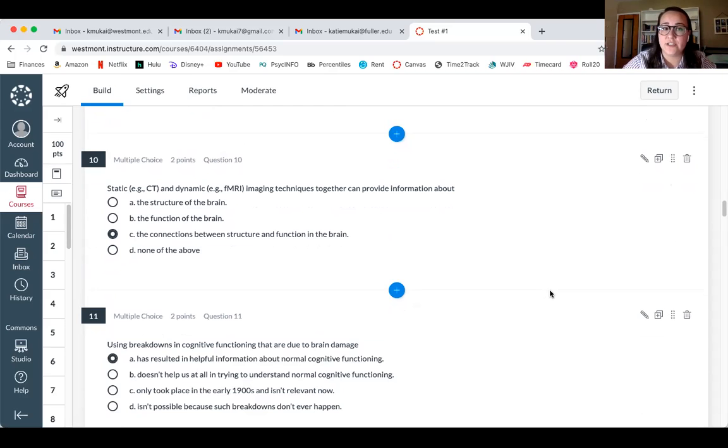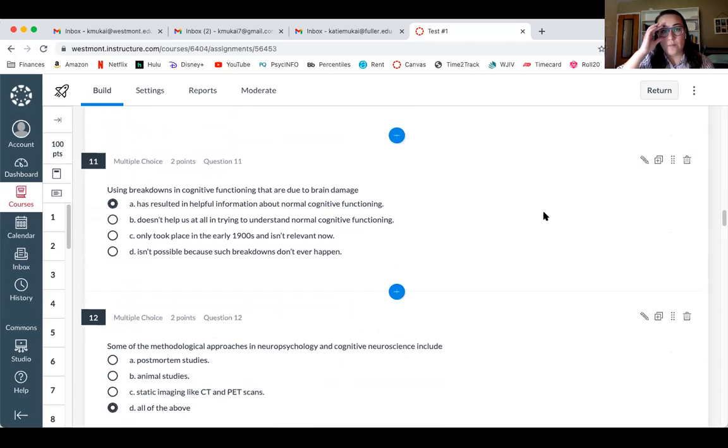If we were looking at just static imaging techniques, so CT, MRI, that would just give us a sense of the structure of the brain. If we were using just dynamic imaging techniques like fMRI or PET scans, that would give us just the function. So the combination of them together gives us a lot more robust of a picture of what's going on in the brain in terms of how it's organized physically and also how it functions.